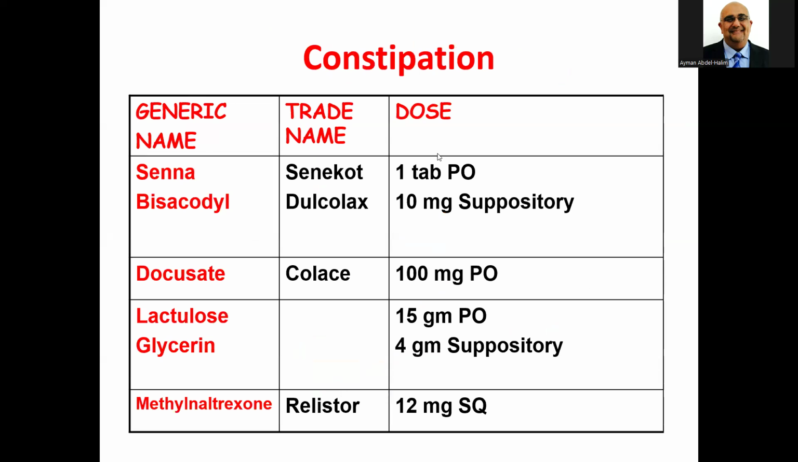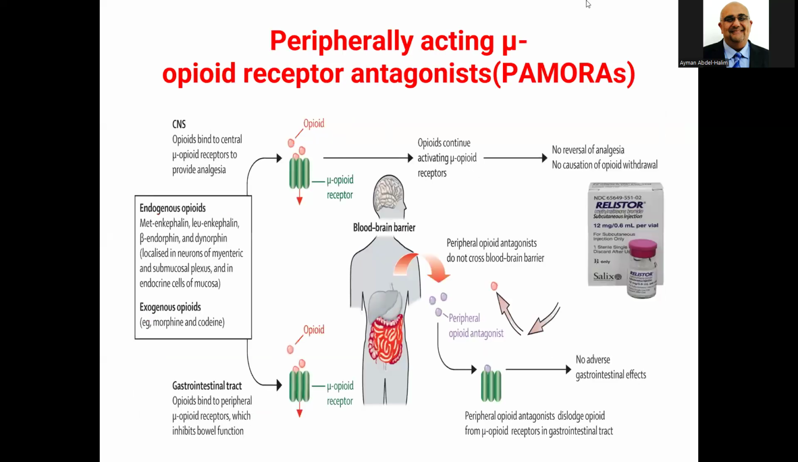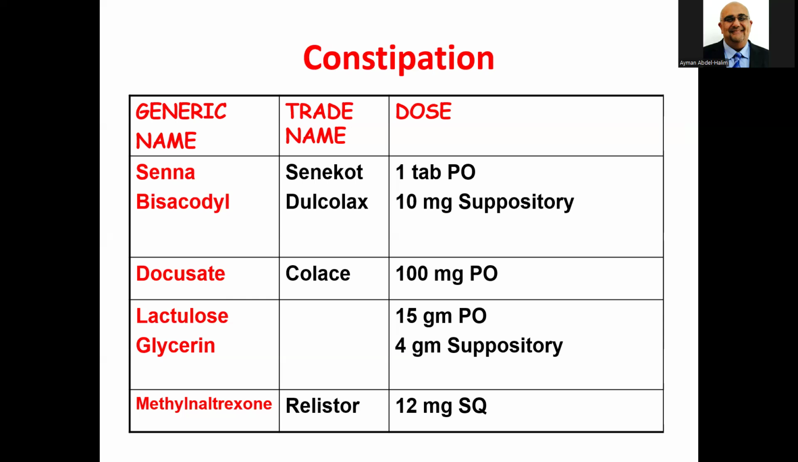Constipation is treated with senna, bisacodyl, Colace, lactulose, and then methylnaltrexone or Relistor, which is basically what we call a PAMORA, or peripherally acting mu opioid receptor antagonist. Remember this name, PAMORAs. Basically, there are two of them: methylnaltrexone, and there's an oral one called naloxegol or Movantik.